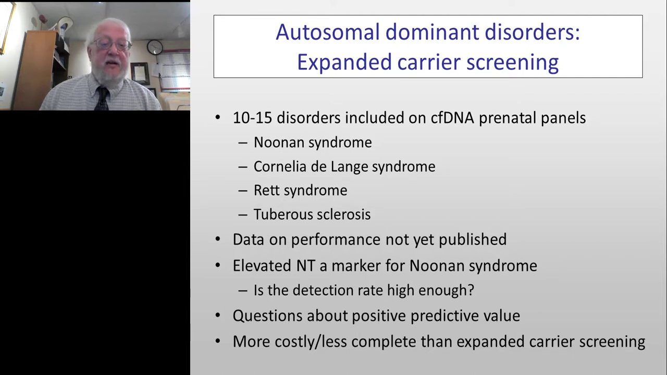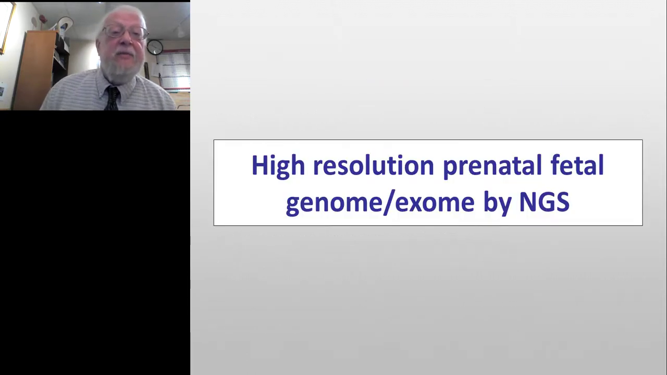Elevated NT, as we talked a little bit before, is a marker for Noonan syndrome, but should you use this test for Noonan syndrome, or should you use a more sensitive test? So there are questions about the predictive value. And interestingly, the cost of this test probably is more than an expanded carrier screen, which will test for a whole lot more disorders right now. So although it's possible to identify some, I'm not sure it's competitive right now, but it is being offered.